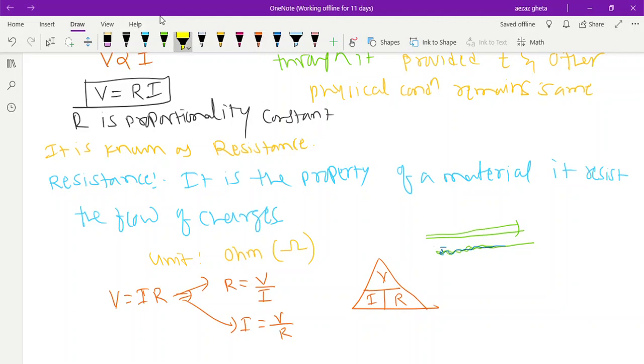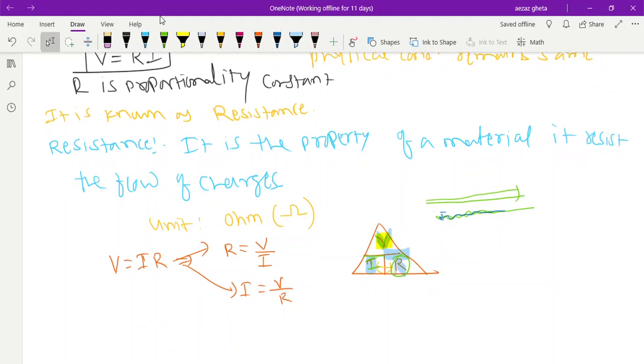For example, if you want to find out V, then you can just multiply these both, IR, correct? And if you want to find out I, then you can write V divided by R. So I is equal to V divided by R. Okay. So this is called magic triangle. Like if you want R, then you close this R and you see that in the numerator V is there and denominator I is there. V by I will come, right?